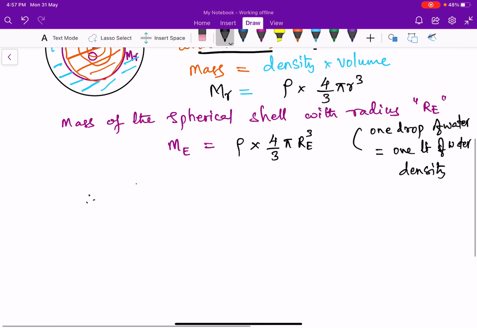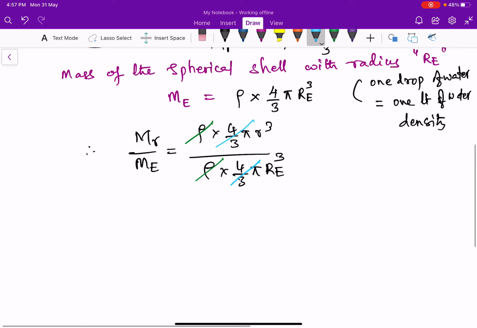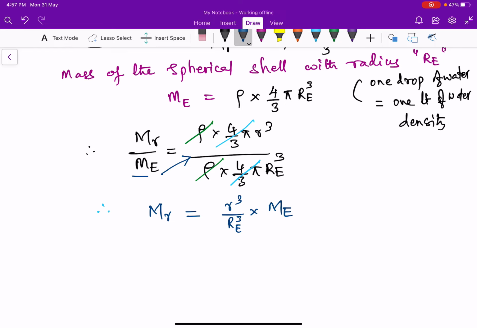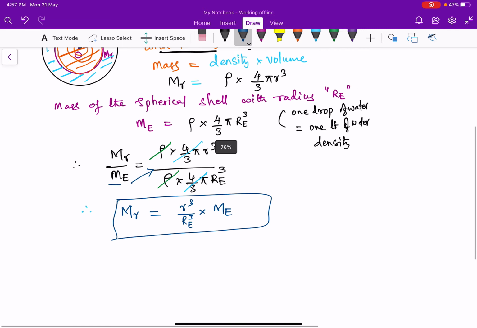So I am taking the ratio of Mr by Me. Mr by Me is equal to rho into 4 by 3 pi r cube divided by rho into 4 by 3 pi Re cube. Rho is density, which remains constant, so rho and rho cancel. 4 by 3 pi and 4 by 3 pi cancel. Therefore, the mass of the spherical shell with radius r is Mr equals r cube divided by Re cube into Me. This is the expression for Mr.